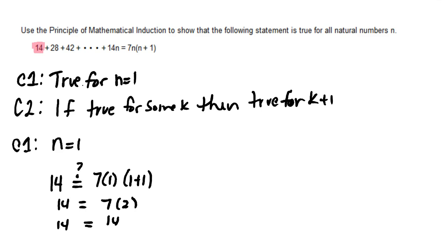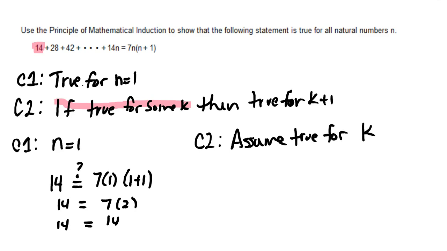So since 14 equals 14, we've just proven that this statement is true for n equals 1. Then we need to prove condition 2. Since condition 2 is an if-then statement, we have a portion of the statement that we're going to assume to be true, and that's this part, if it is true for some value of k. So we're going to assume true for some value k.